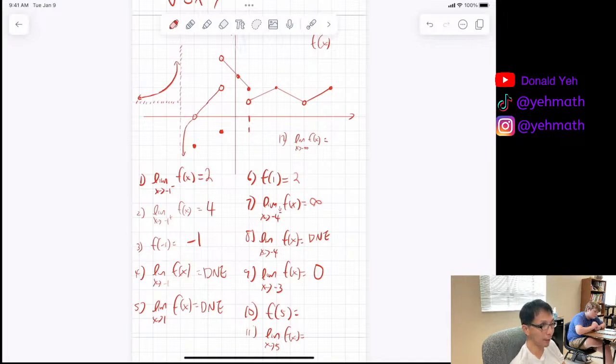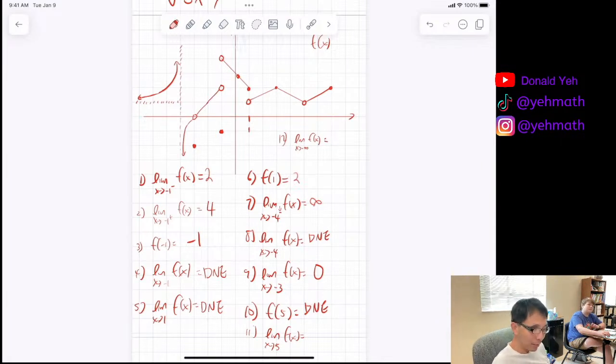Iris, what is f of 5? Does not exist is good. Limit x approaches 5. Mario, limit x approaches 5. So Giovanna is going to help you. Oh, Ria had a question.